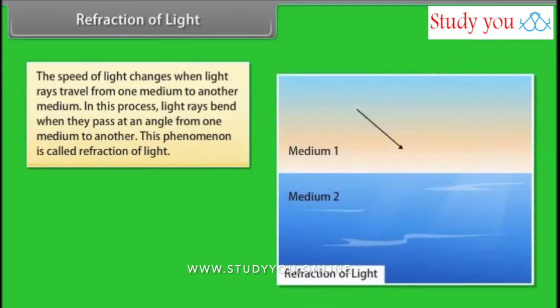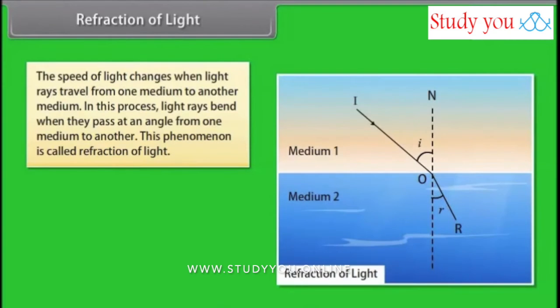Refraction of light. The speed of light changes when light rays travel from one medium to another medium. In this process, light rays bend when they pass at an angle from one medium to another. This phenomenon is called refraction of light.